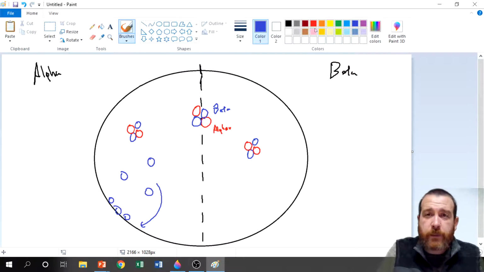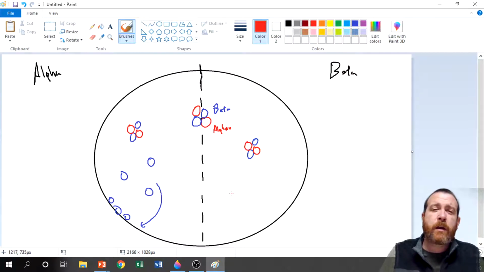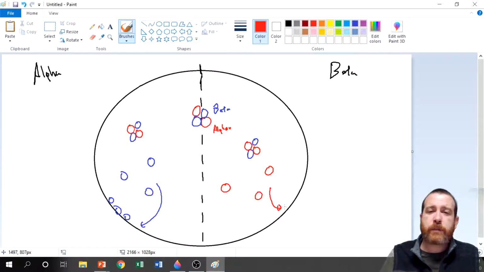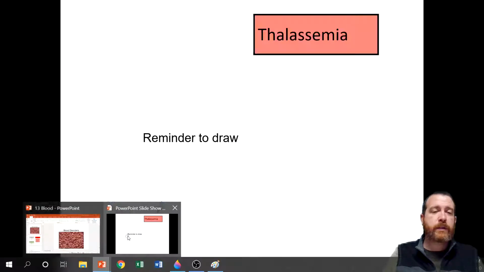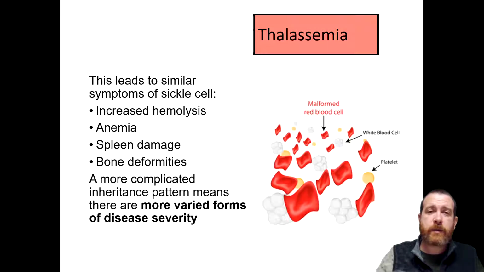The exact opposite case is true in beta thalassemia. In beta thalassemia, the problem is you're not making enough beta globin. You have more alpha globin that's unpaired, and eventually this alpha globin is going to precipitate out and start sticking to the walls and causing problems. So that's, in a very, very small nutshell, what's going on in thalassemia.